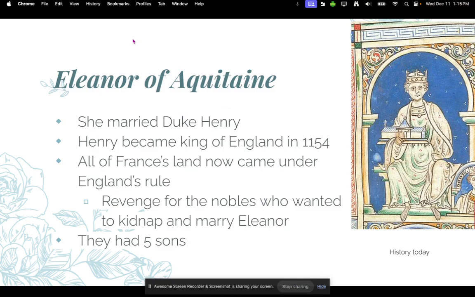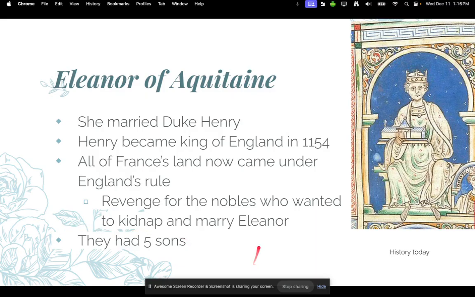So Henry became the King of England in 1154. And now, not only did King Henry rule England, but since he married Eleanor of Aquitaine, he now rules all of France as well. So both France and England come under one rule of King Henry. And a lot of this came out of revenge for the nobles who wanted to kidnap and marry Eleanor. That's one of the big reasons why she married Henry, is to kind of be spiteful and be like, haha, I'm going to marry Henry. And guess what? We're going to combine England and France together.